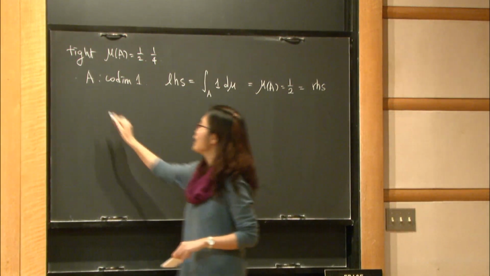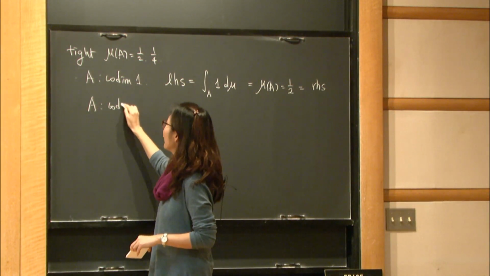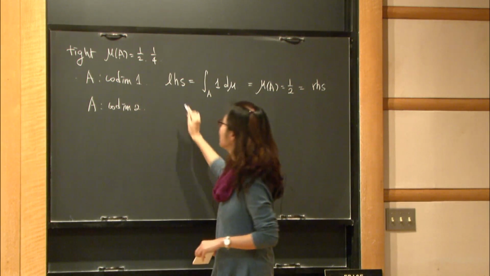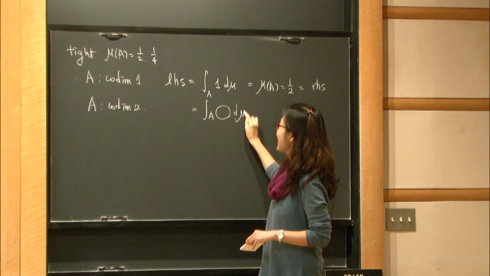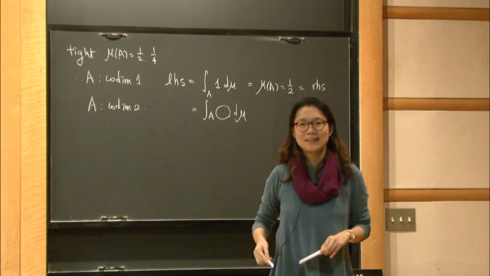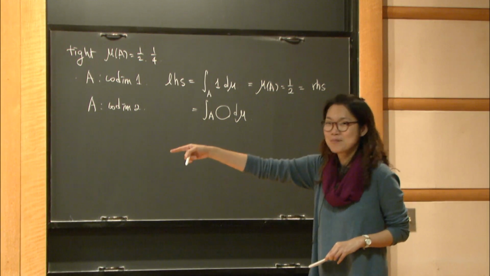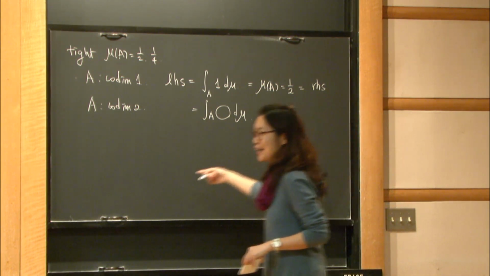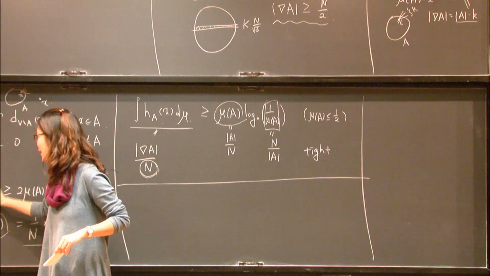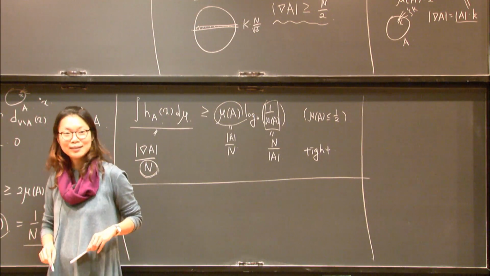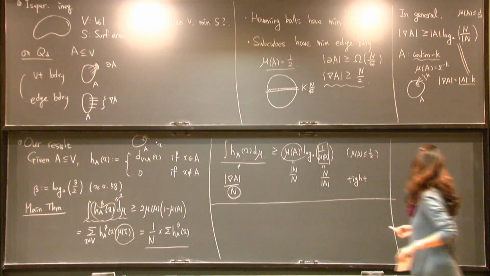And when A is a codimension 2 subcube, then the left-hand side is the same, but what's the integrand in this case? This is the place where beta comes in. So we know that H_A of X is 2. But when we raise this to the power beta, we have 3 halves.